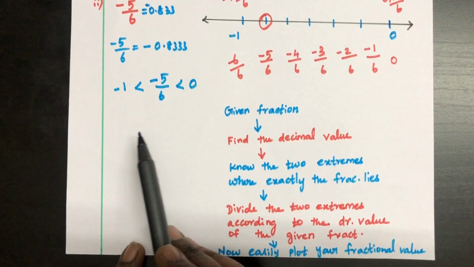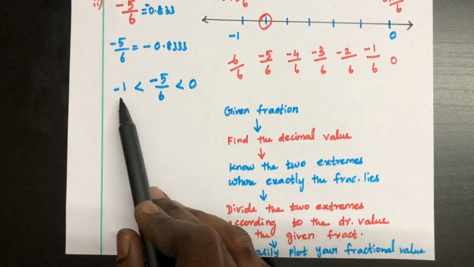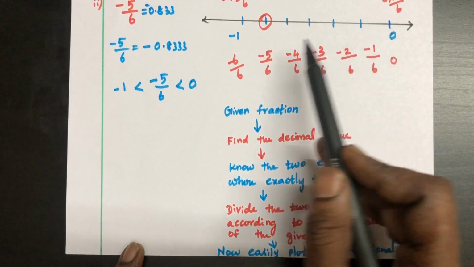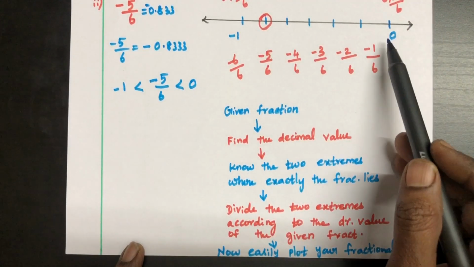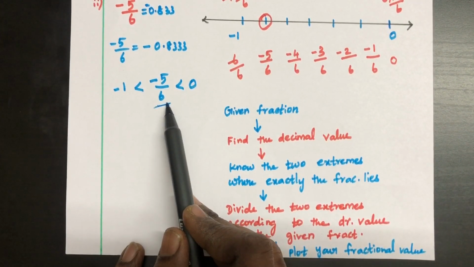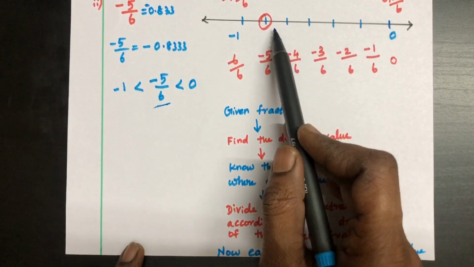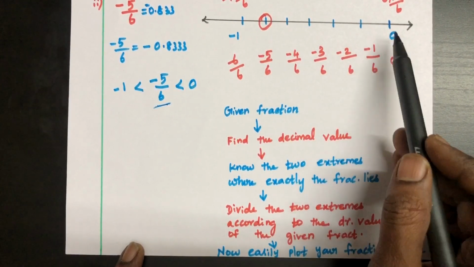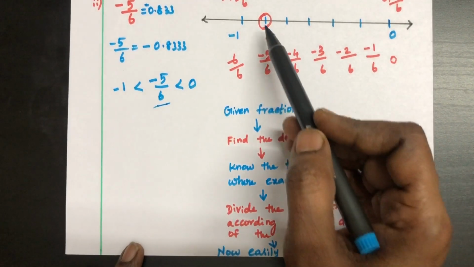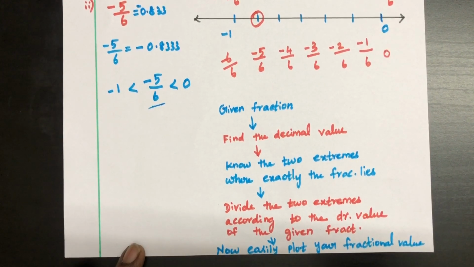After that, what did we do? We have seen the denominator. We divide these two extremes according to the denominator value of the given fraction. So here 6 is our denominator. So according to this, we have divided this portion into 6 equal parts. After that, we have easily plotted our fractional value. So minus 5 by 6 came here in this question. Just understand the concept, it will help you.